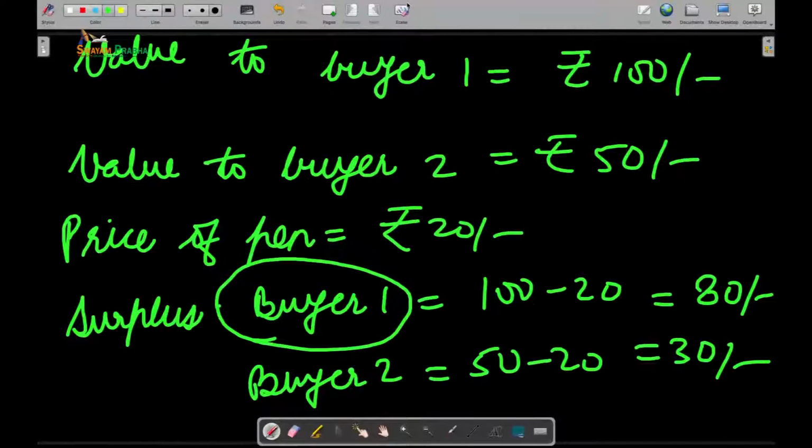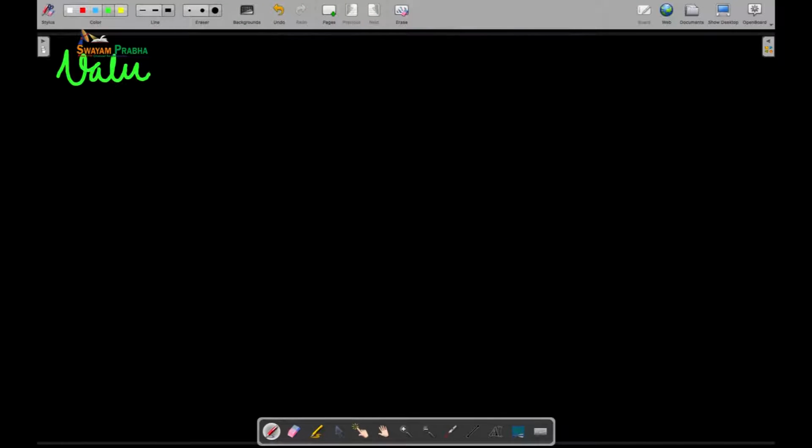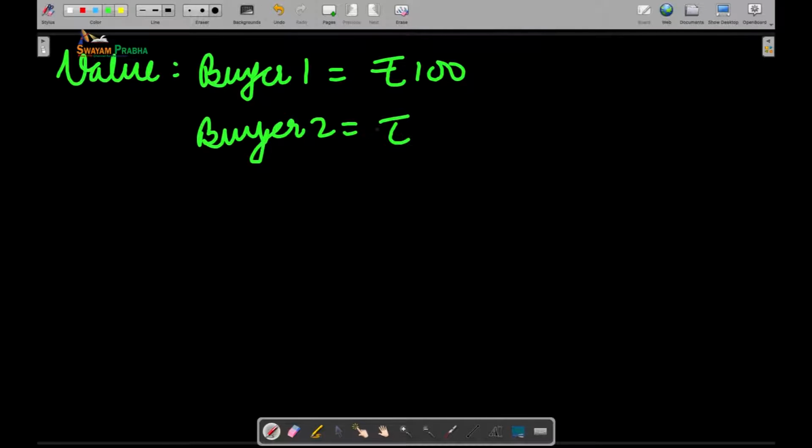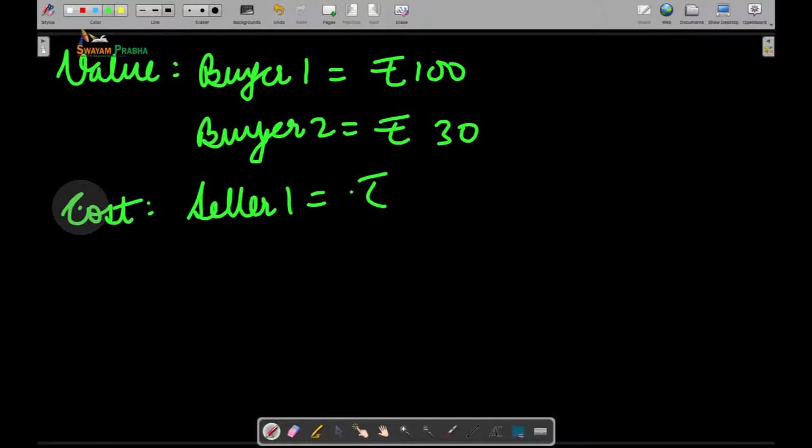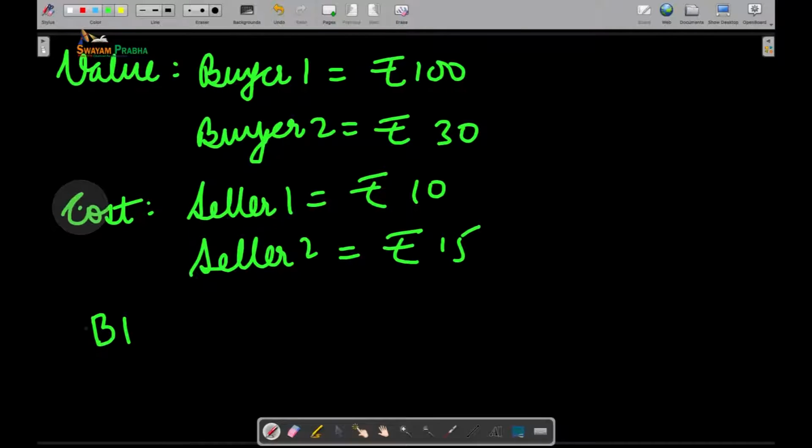Or in other words, what we are saying is that, say, the value to buyer 1 is rupees 100, the value to buyer 2 is rupees 30, the cost for seller 1 is, say, rupees 10, and the cost to seller 2 is rupees 15. Now in this case, if the good goes to buyer 1 and comes from seller 1, what we are saying is the good is going from seller 1 to buyer 1.